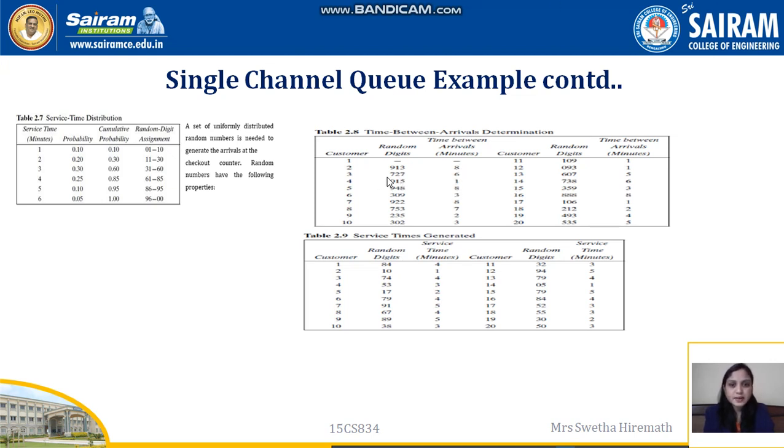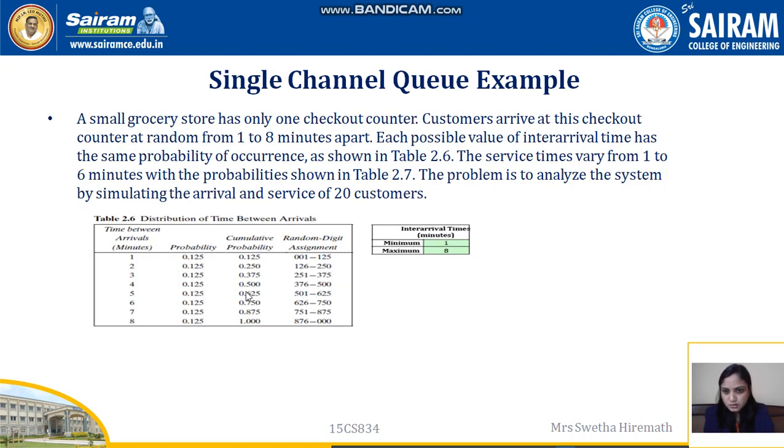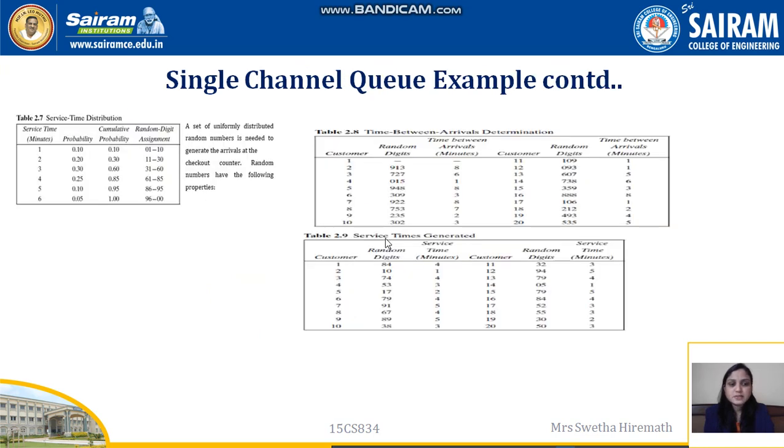Similarly, for the second customer we have got it as 8. For the third customer, the random digit considered is 727. Again we check in which range it falls. 727 falls in the sixth time between arrivals, here 626 to 750. So we mark the time between arrivals as 6 here. It continues till all 20 customers are marked with the time between arrivals.